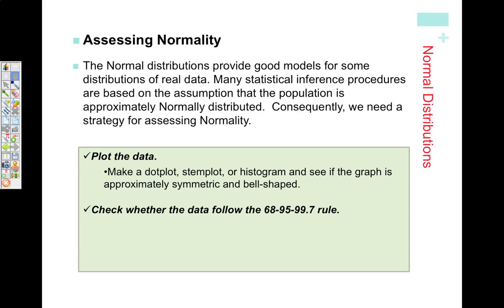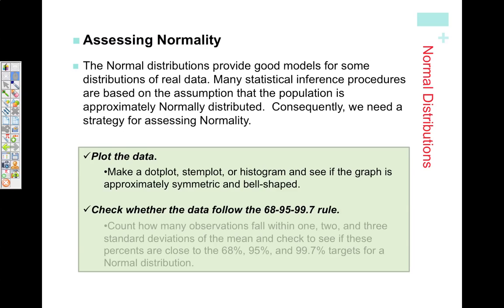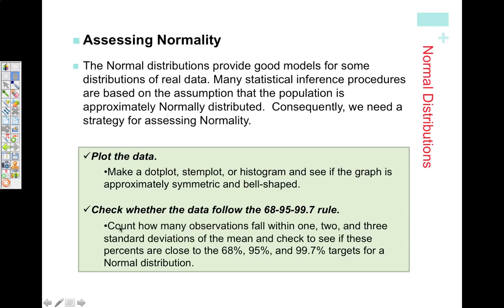So if it is roughly symmetric, that doesn't mean it's normal. We have to make sure that it fits with this empirical rule, this 68, 95, 99.7 rule. If the data does fit with that, then we can say that it is a normal distribution, or roughly normal. So we're going to count how many observations fall within 1, 2, and 3 standard deviations, and look at what percent of the whole data set those represent. And if they fall close to these percents, we're good to go.